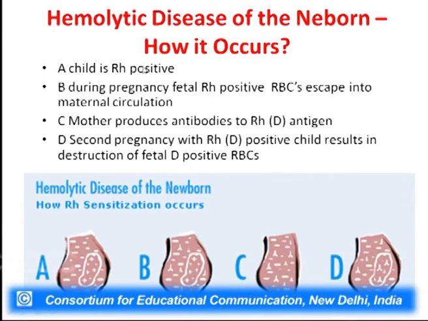Just consider, this is the hemolytic disease of the newborn. A child is Rh positive. But during pregnancy, the fetal Rh positive RBCs escape into the maternal circulation. The mother will produce antibodies to Rh, that means the positive, and the mother is negative. What happens? In the second pregnancy, the positive child results in destruction of all the fetal D positive RBCs. As a result, what does the patient require? The patient requires protection against sensitization, and that is done by RhoGAM.